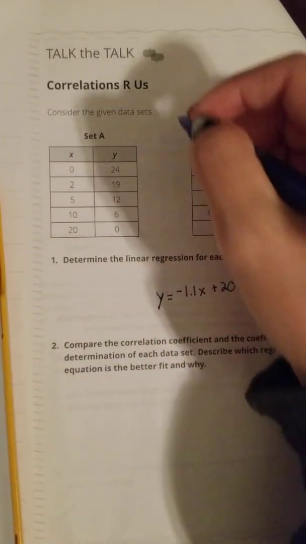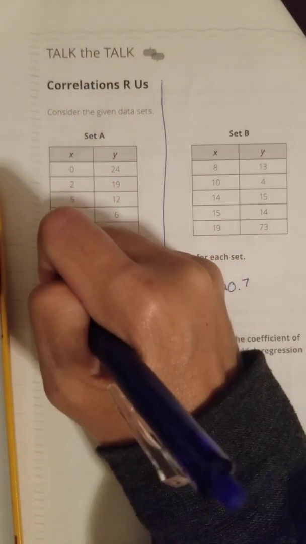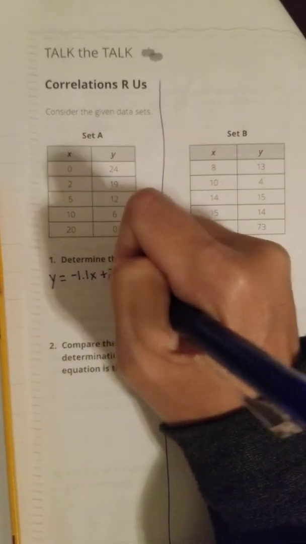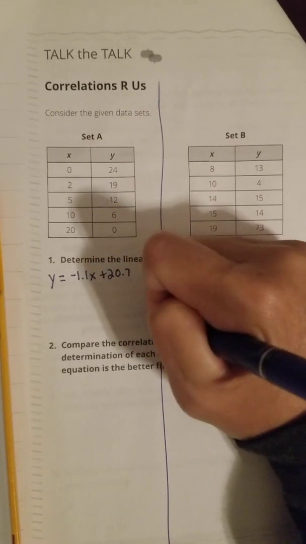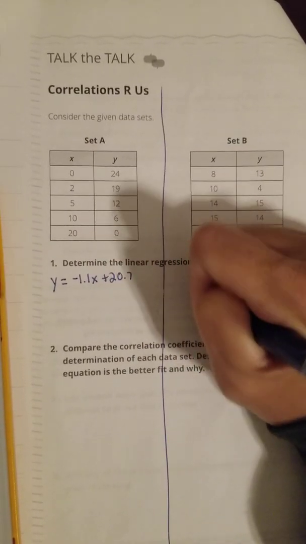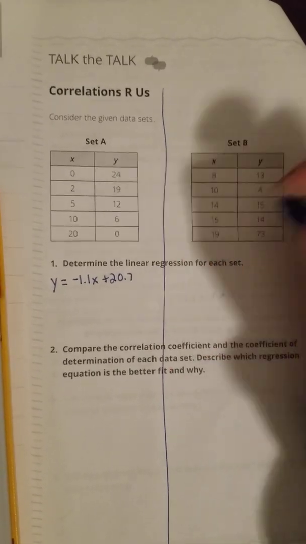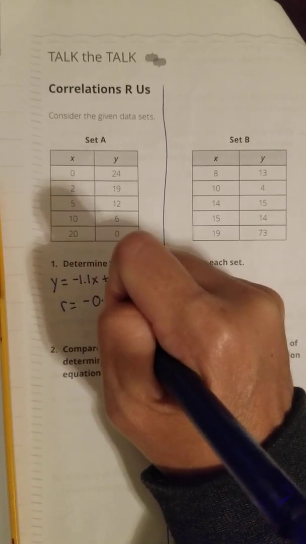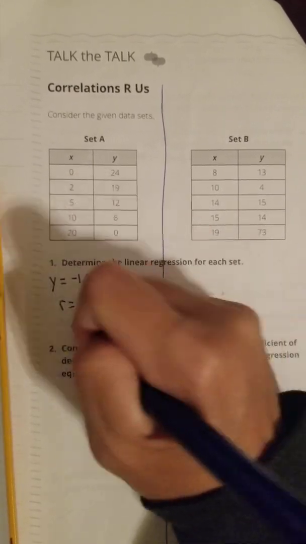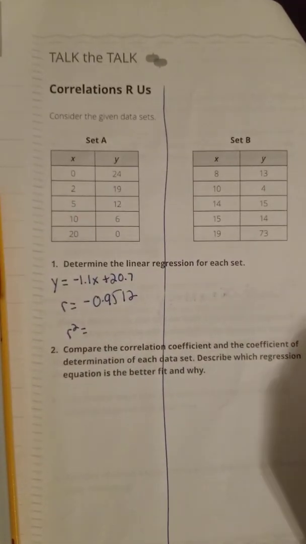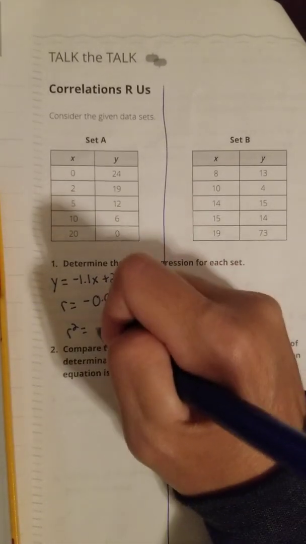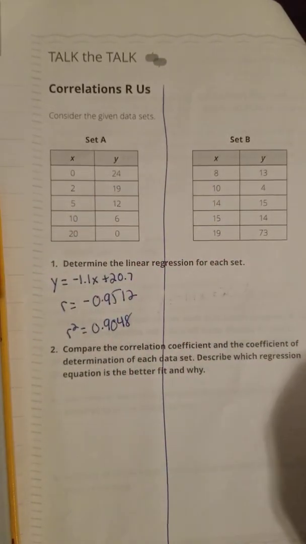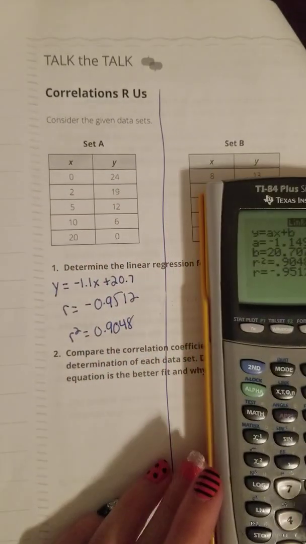So let's see, kind of just draw a line through the middle. I'm going to put this equation over here, negative 1.1x plus 20.7, and we'll do set B over here. And let's see, I've got my R is negative 0.9512. My R squared, which is my coefficient of determination, is 0.9048. And then I'll come over here and enter set B.